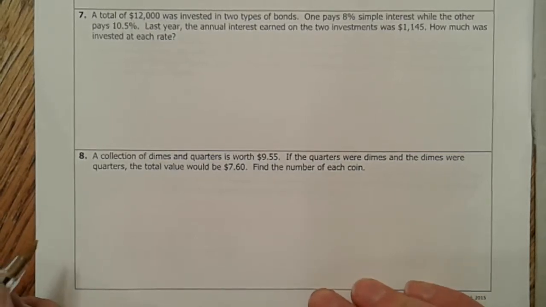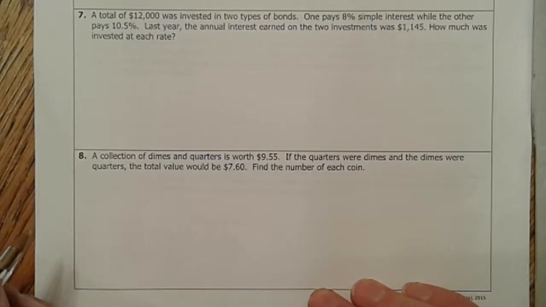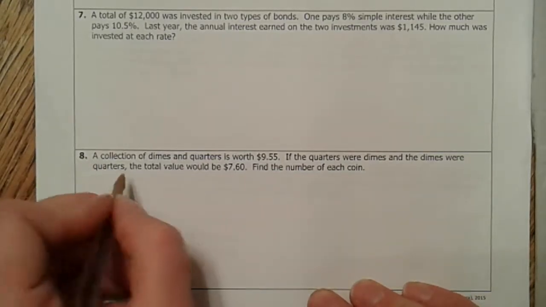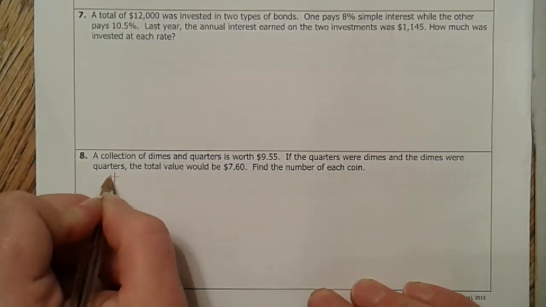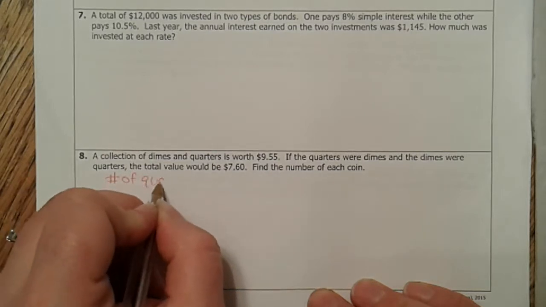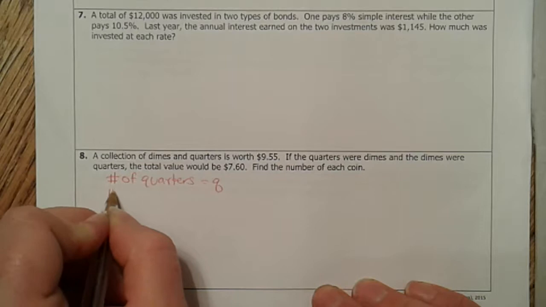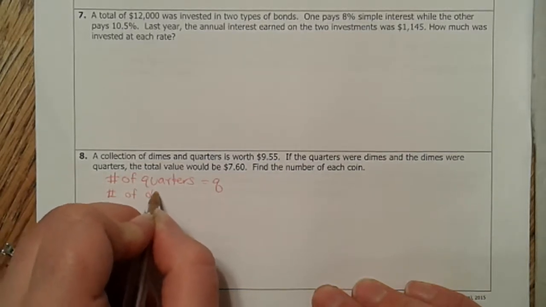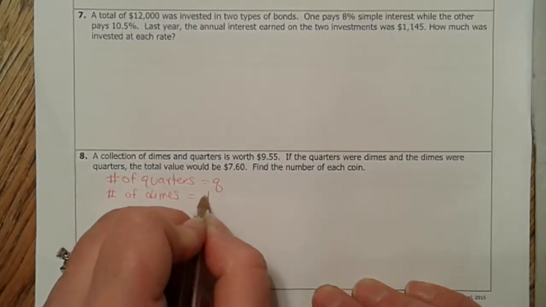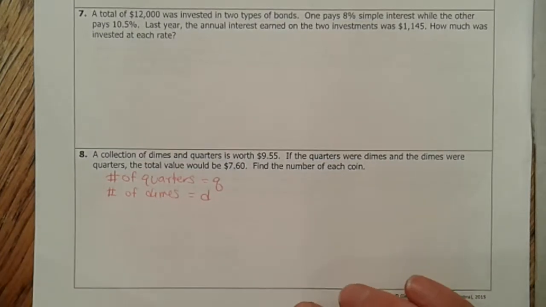All right, so first we need to figure out what our variables are going to be. Well, it says find the number of each coin. So let's define our variables: the number of quarters is going to be Q, and the number of dimes is going to be D. Now let's write some equations because we know a little bit of information.